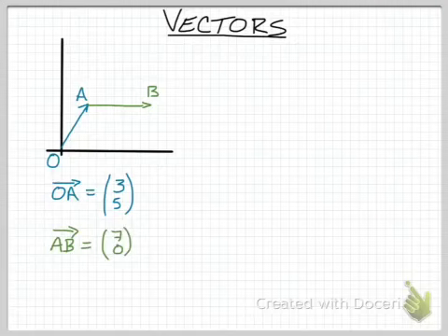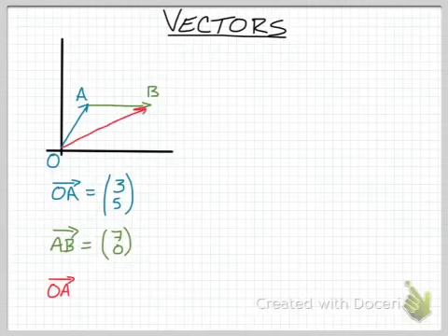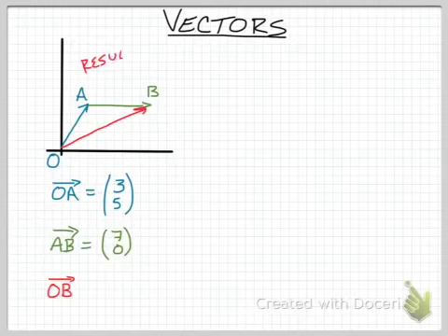Now we're going to put in a third vector here. This is going to be vector OA. Hold on, not OA. This is going to be OB. We're going to go from the origin to B, and we're going to try and find out how far we have moved from 0 to B. So we're going to look at how we can find that by simply finding the resultant vector. This is called the resultant vector, vector OB.